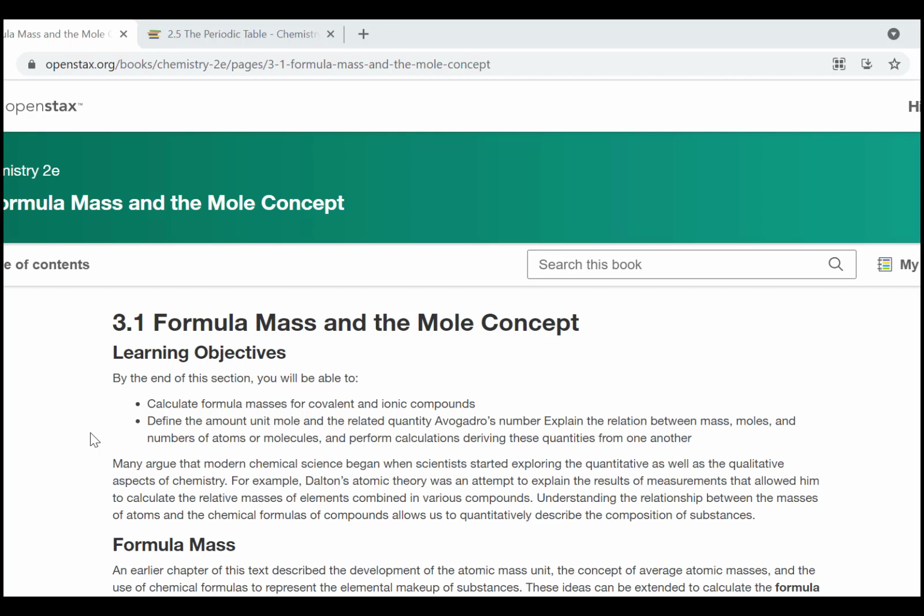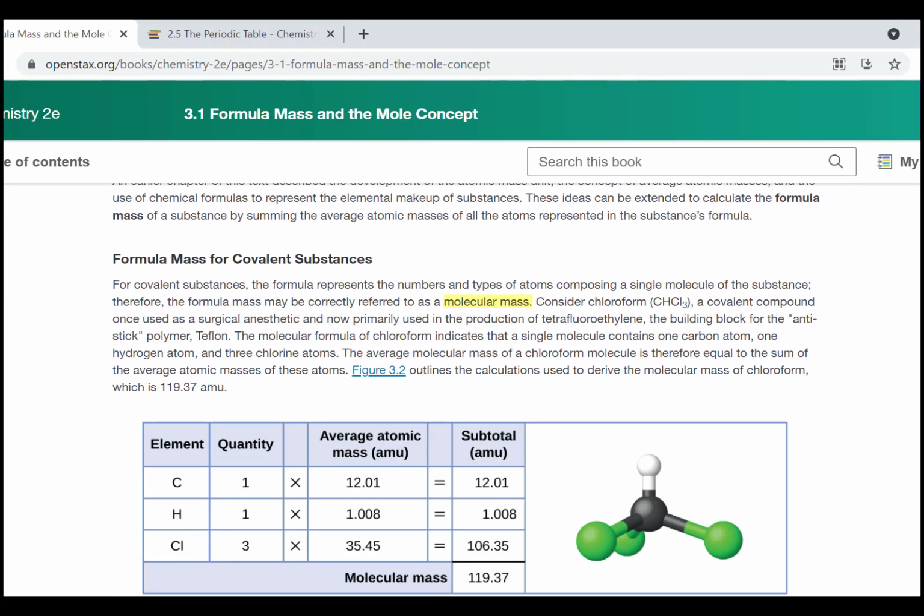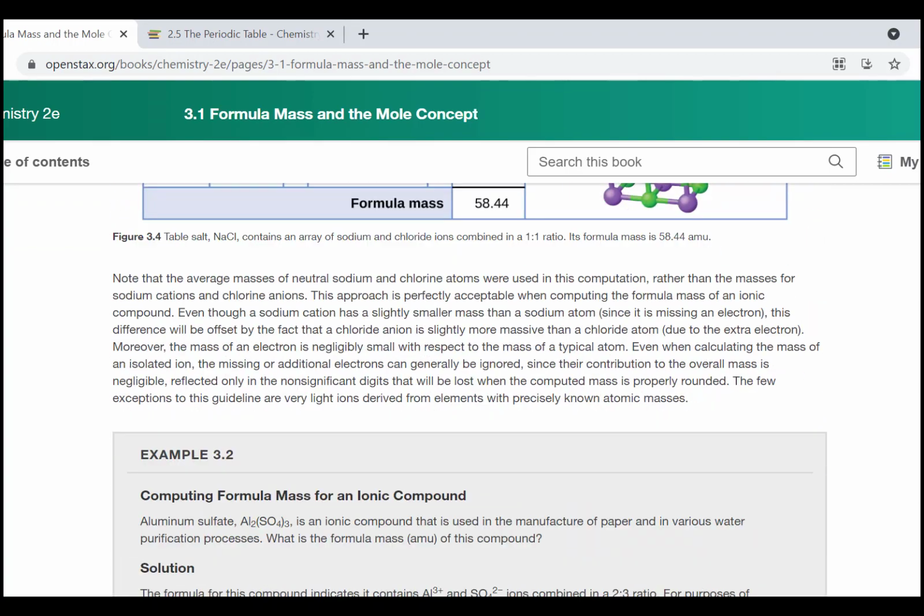Explain the relation between mass, moles, and number of atoms or molecules, and perform calculations deriving these quantities from one another. You should have already watched the first part of this section on formula mass. So we're going to skip past that and jump into the mole concept.